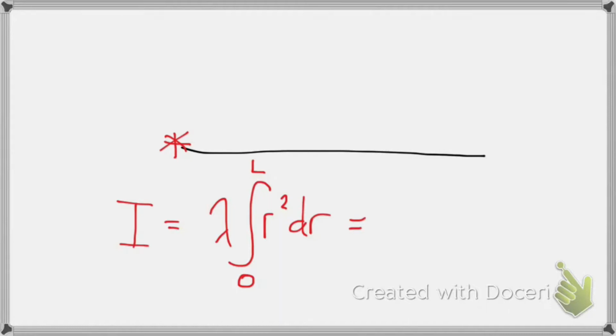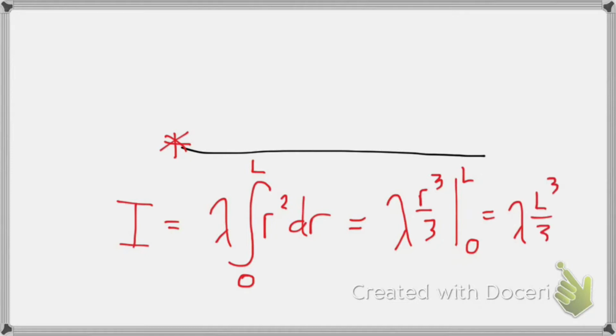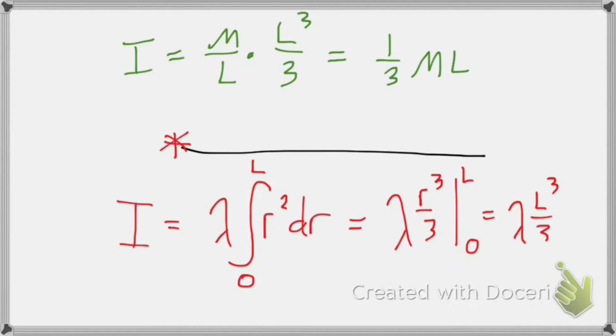That makes the calculation actually a little bit easier, because we'll end up with lambda times r cubed over 3 evaluated from 0 to L. And that'll simply just be lambda times L cubed over 3. And when I replace lambda with good old M over L, that'll be M over L times L cubed over 3. That'll simplify down to 1/3 ML squared. And that's exactly what it is.